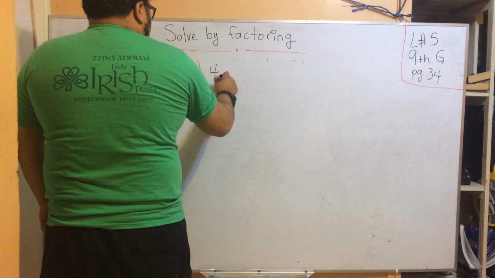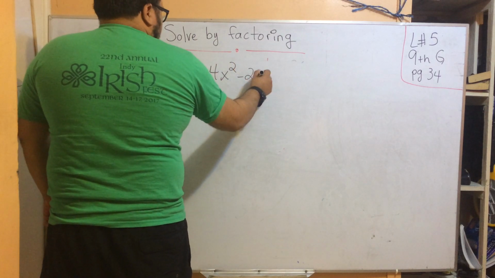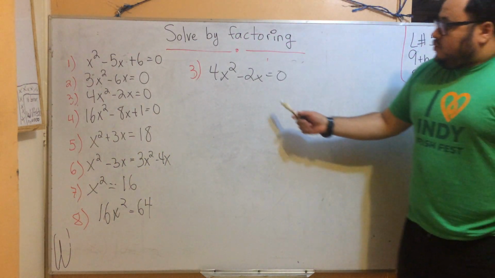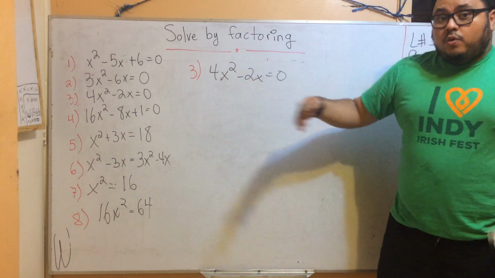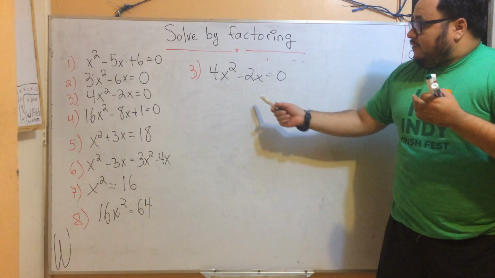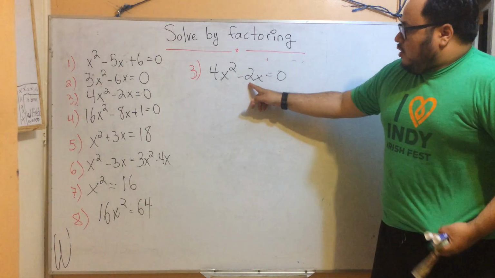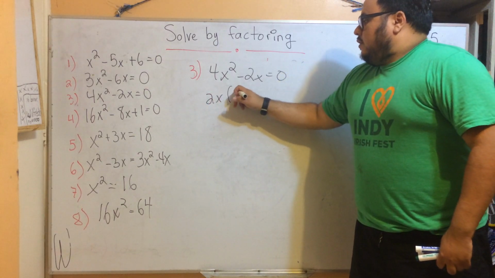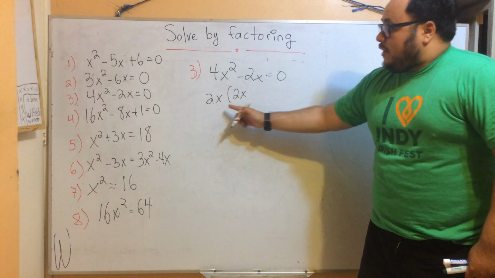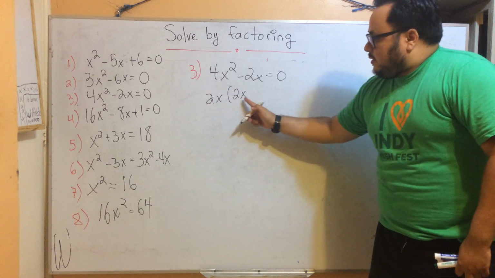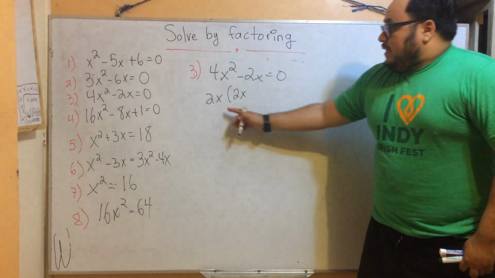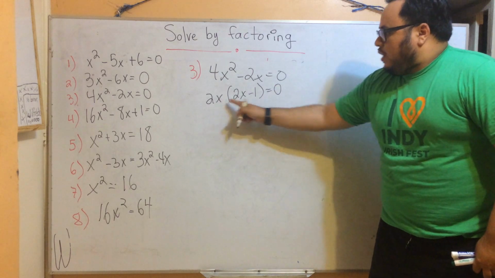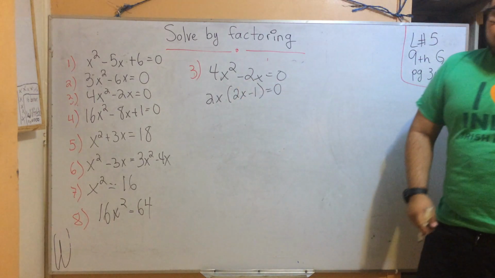Okay, so number 3 says 4x squared minus 2x equals 0. Here we work the same way. We need to take out a number, sometimes with a variable, so that we can find a term inside. Here we have 2x. Let's take out 2x. How do we know it's 2x? Because 2 times 2, 4. x times x, x squared. And since 2x is already here, we know that it's minus 1, because 2x times minus 1 is minus 2x.